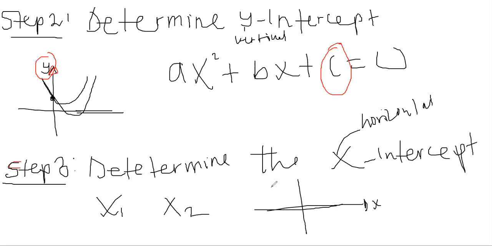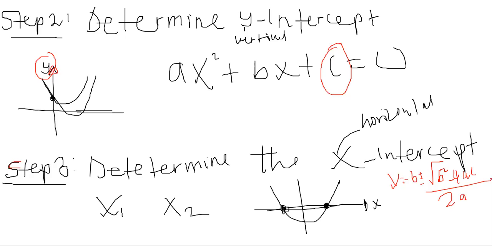For example, we can have a graph like this. So this is what we mean by x-intercept or horizontal intercept. We have to find this. Finding this means solving the quadratic equation using what? The quadratic formula. So we use our quadratic formula, if you remember this formula, to find the value of x, which is this, over 2a.